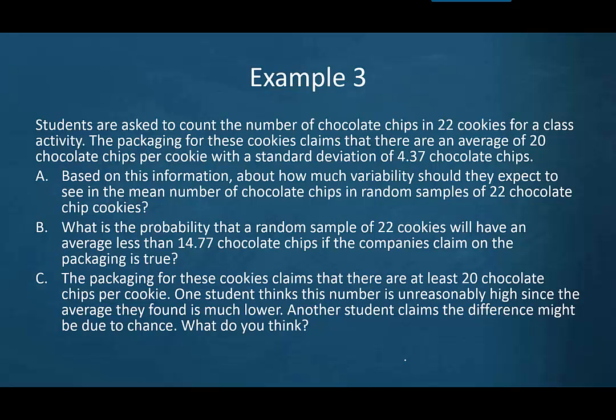Part A. Based on this information, about how much variability should they expect to see in the mean number of chocolate chips in a random sample of 22 chocolate chip cookies? In part B, what's the probability that a random sample of 22 cookies will have an average less than 14.77 chocolate chips if the company's claim on the package is true? And we'll look at part C here in a moment.